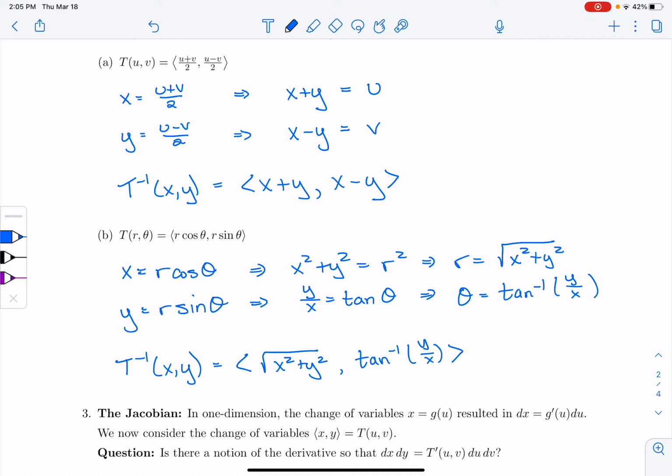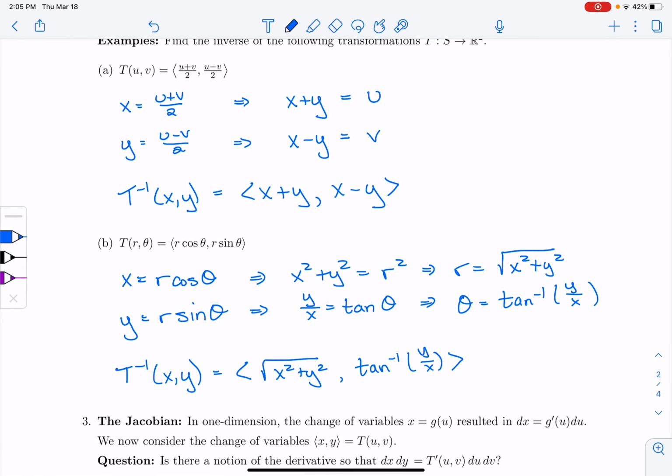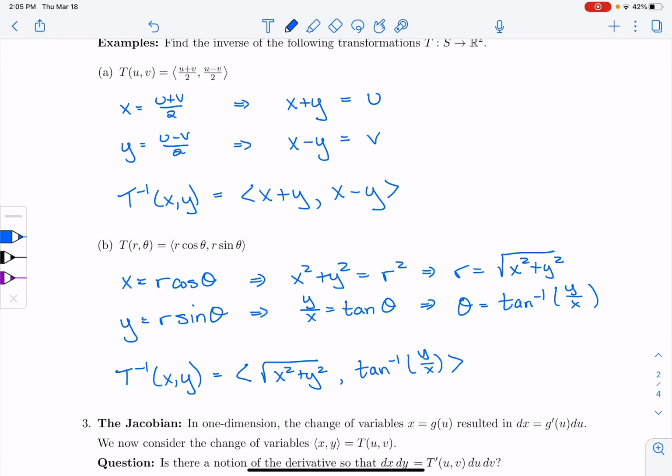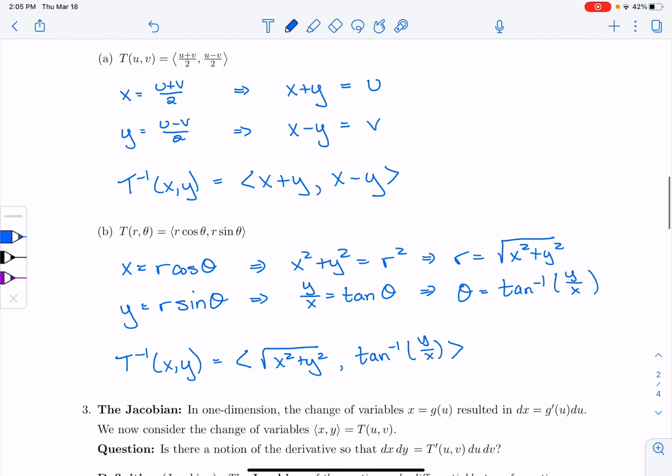So these are just two examples of how you can create an inverse transformation. And that will be important as we move toward our goal of changing variables for double and triple integrals. The last thing that we need in preparation for this change of variables is something called the Jacobian.